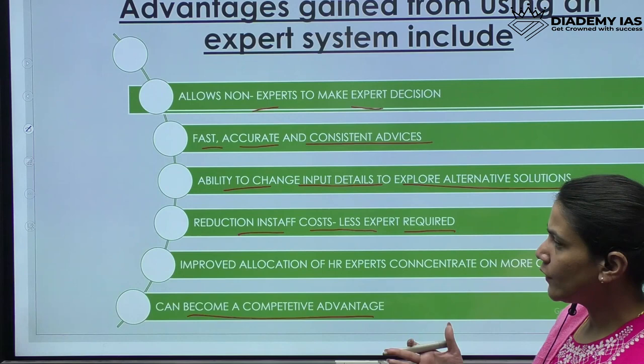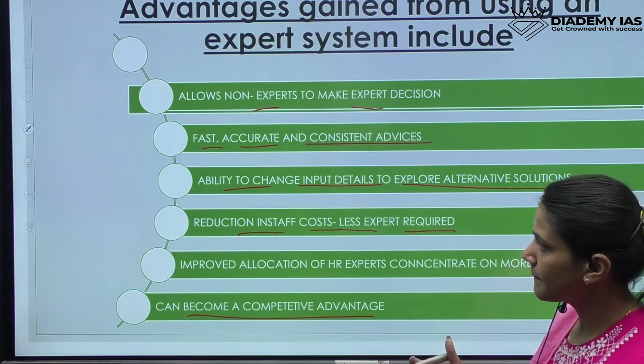Now let me take the subsequent advantages as well as its disadvantages.